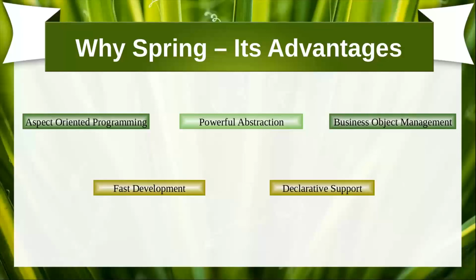Now we have business object management. There is a clear separation between the business layer and the presentation layer, and if there is any change that has to be made on the business layer, the changes can be made, and nothing has to be changed on the presentation tier. So business objects are clearly managed by the Spring framework, and so business object management is also a great advantage of the Spring framework. So these are some of the advantages of the Spring framework.